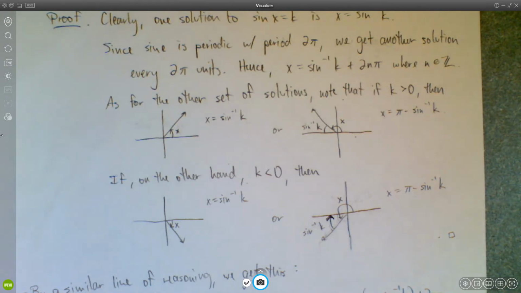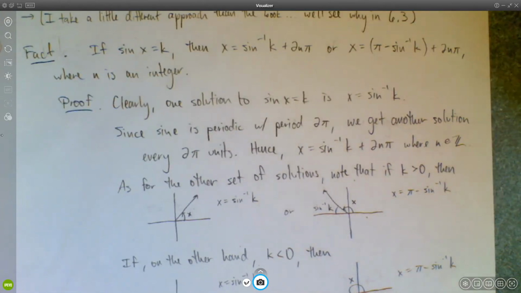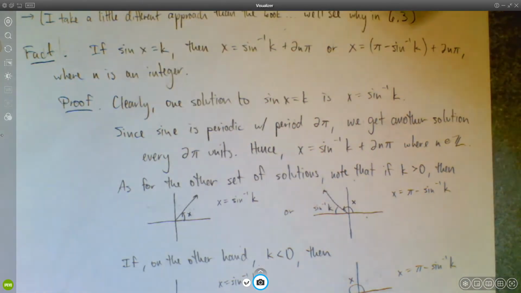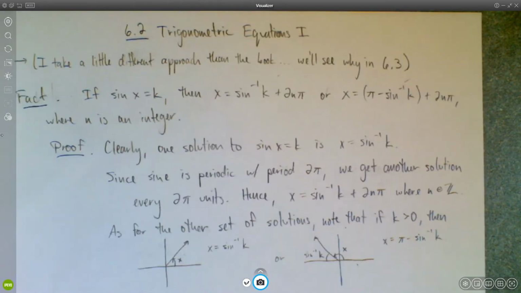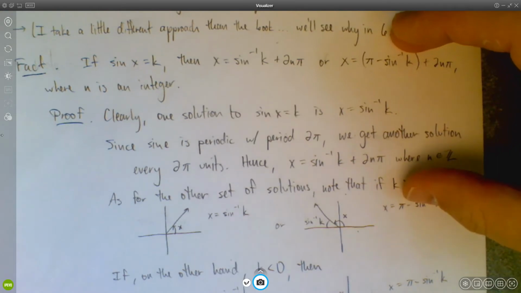And we'll see some examples of this going forward. Anytime you see an equation of the form sine x equals k, we're just automatically going to jump to this fact. This is a fact that you have to memorize, but this is the reasoning behind it. If you understand the reasoning behind it, then there's actually less memorization to do.